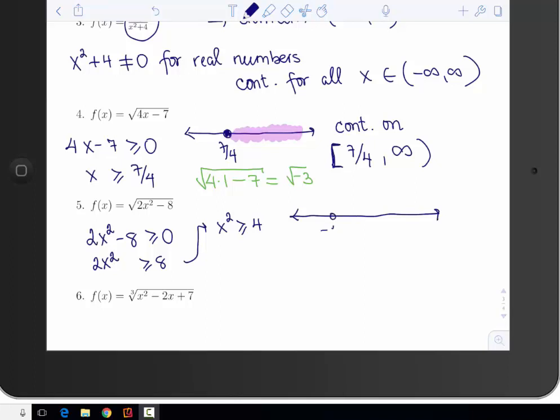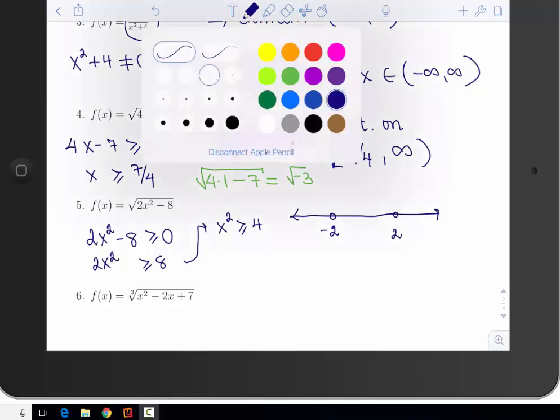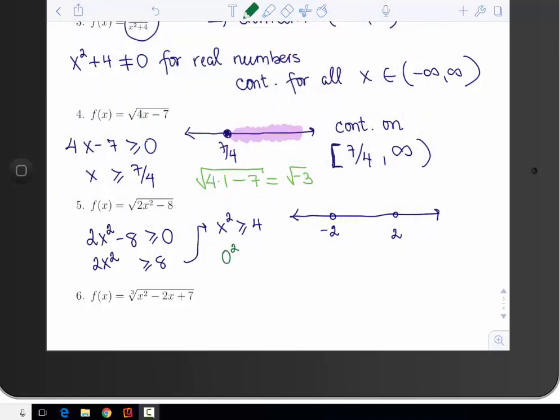So negative 2, positive 2, those are the two values that will split our domain. And the question is, which of the subintervals are in the domain? So you can actually plug in numbers from each of the intervals to check. So let's say I plug in 0. That's between negative 2 and positive 2. 0 squared, is that greater than or equal to 4? No. Okay, so we're going to pick values that are outside of this interval.